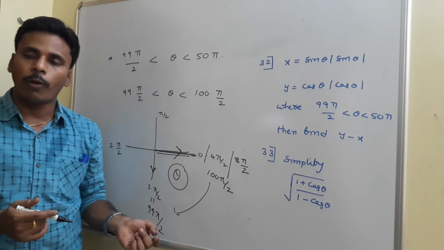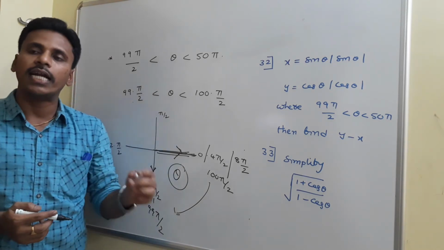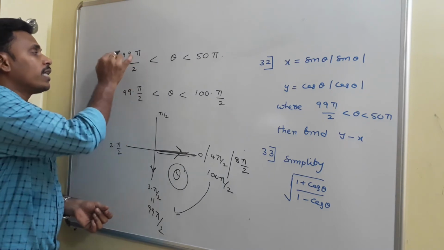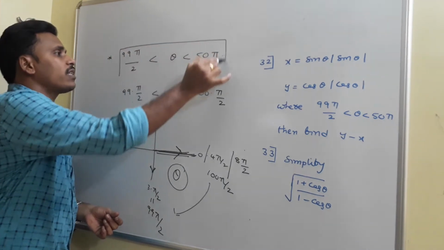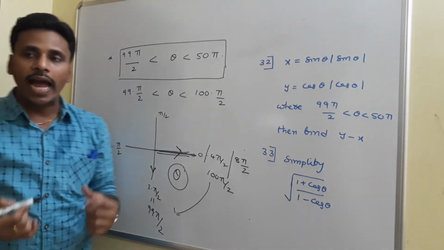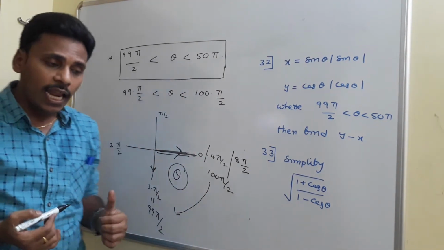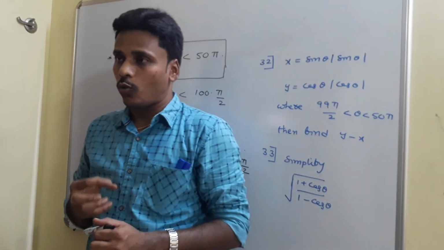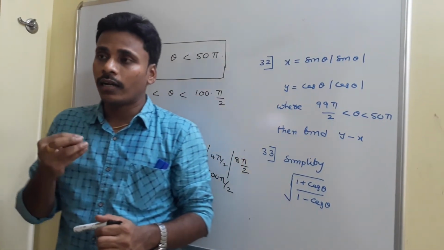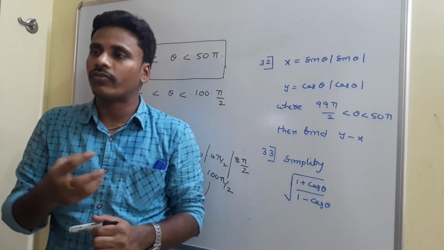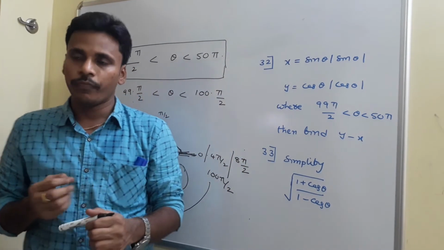Actually for the previous problem also theta lies in the fourth quadrant, and it is given in the question. Now for this 32nd problem, the range of theta between 99 pi by 2 and 50 pi is given. From there we identified that theta lies in the fourth quadrant. And what to say about the fourth quadrant? In the fourth quadrant, cos theta and secant theta are positive, and all other trigonometric ratios are negative, right?